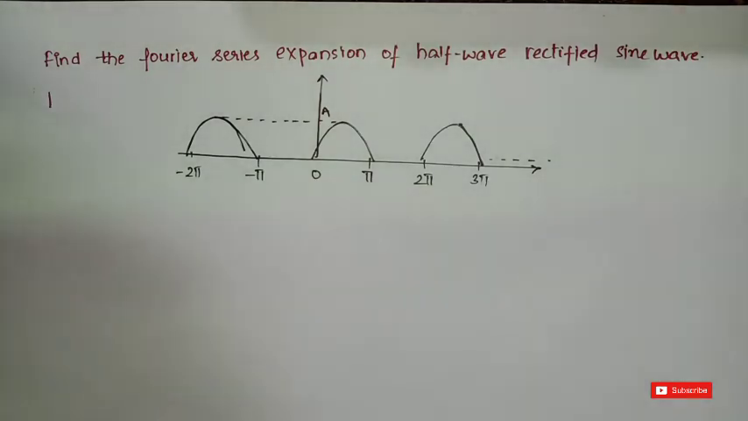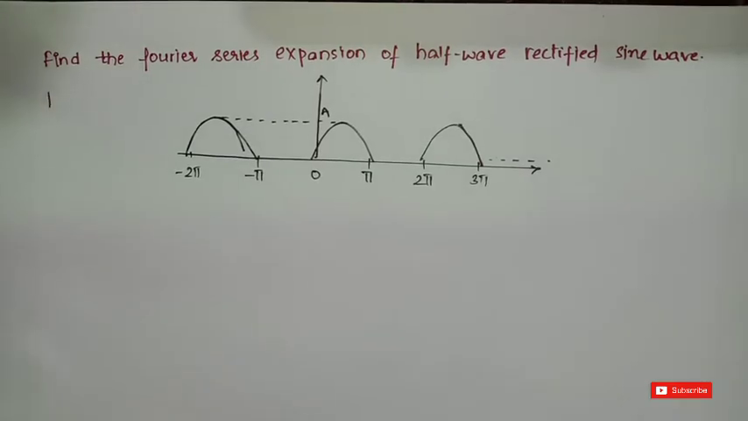First of all, let us write the equation for this half wave rectified sine wave. Consider the period from 0 to 2 pi. If you observe the period from 0 to 2 pi, you can observe two types of intervals: one is 0 to pi and the other is pi to 2 pi. In between the interval 0 to pi, you can observe a signal, the half wave rectified sine wave, and in between the interval pi to 2 pi, there is no signal.